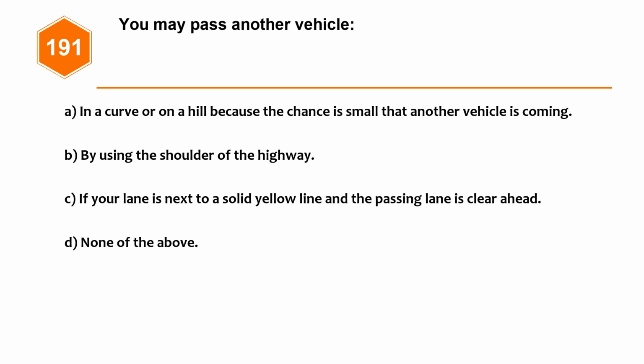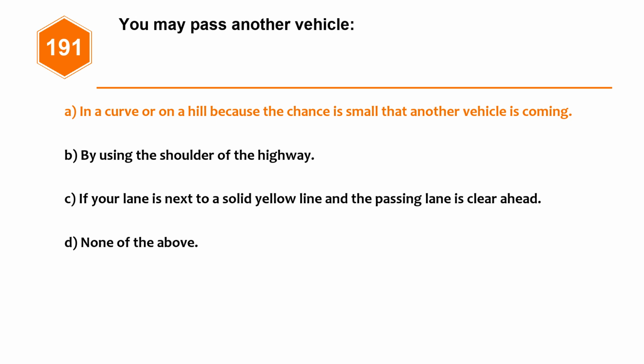Question 191. You may pass another vehicle. Option A. In a curve or on a hill because the chance is small that another vehicle is coming. Option B. By using the shoulder of the highway. Option C. If your lane is next to a solid yellow line and the passing lane is clear ahead. Option D. None of the above.